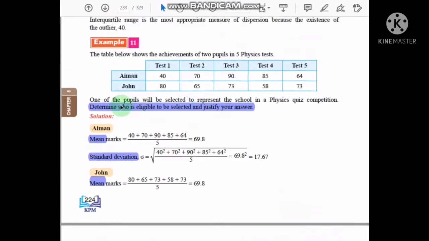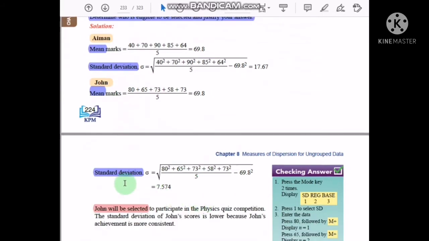The second thing you need to do is calculate the standard deviation. This is the symbol for standard deviation. You calculate the standard deviation based on the formula that you already learned in your previous lesson. So for Aiman, the standard deviation is 17.67, and for John, the standard deviation is 7.574. Let's look at the two standard deviations between Aiman and John. Aiman has a greater standard deviation compared to John. John has the smaller standard deviation.